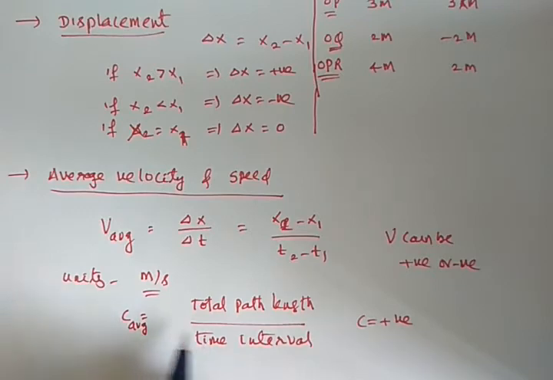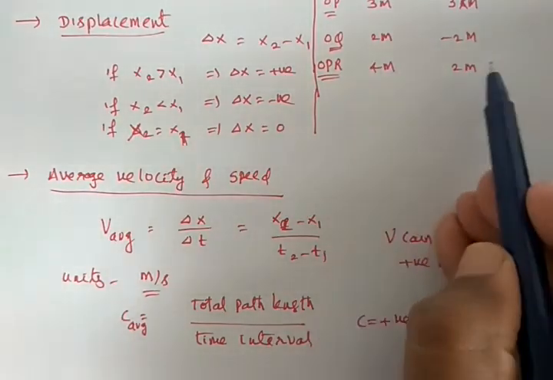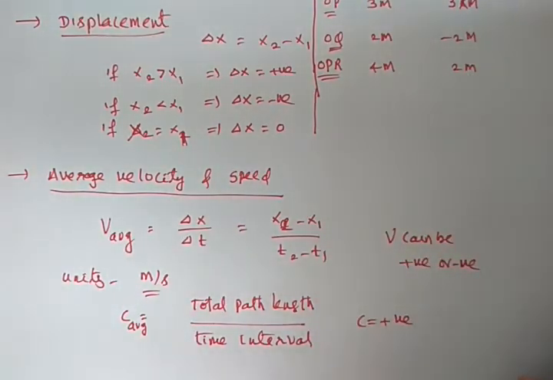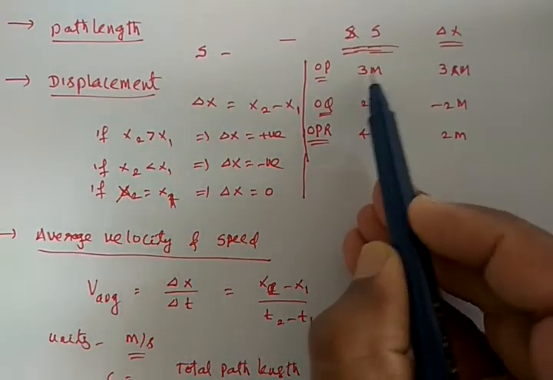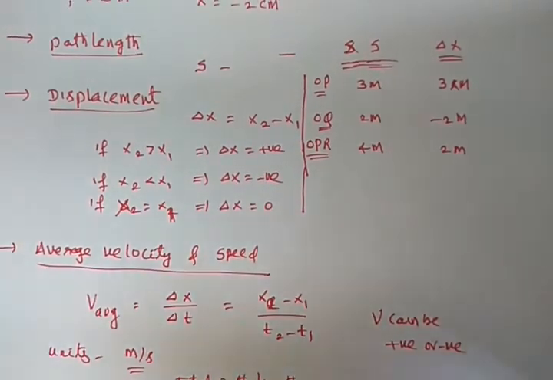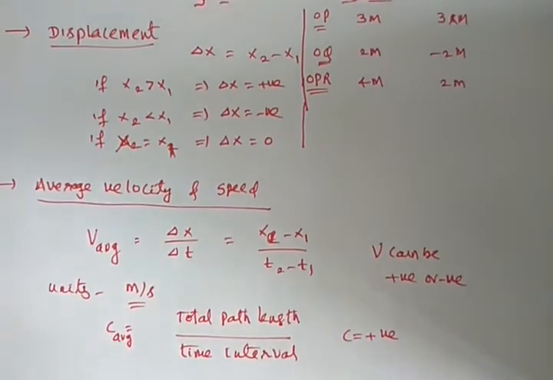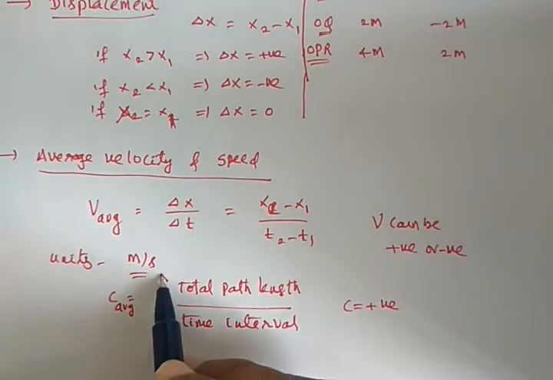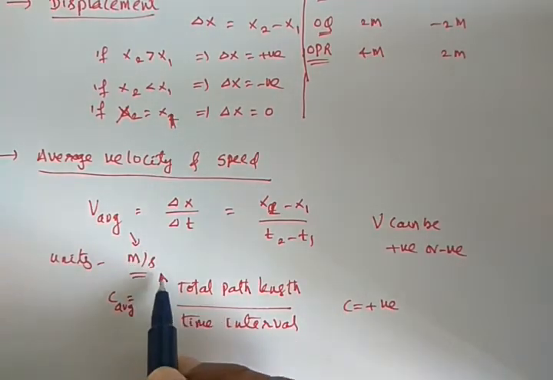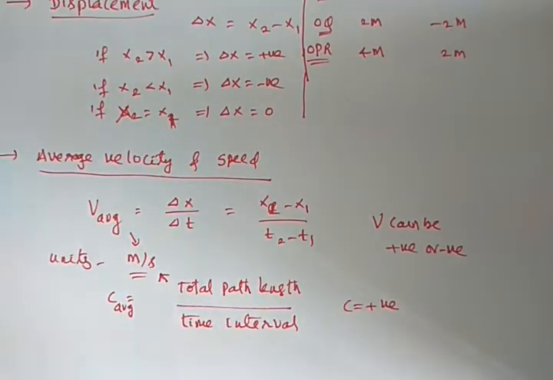And for the units of this one also, total path length is measured in meters, and the time interval is measured in seconds. So the unit for this one is the same as this. For this one and for that one, the units are the same.